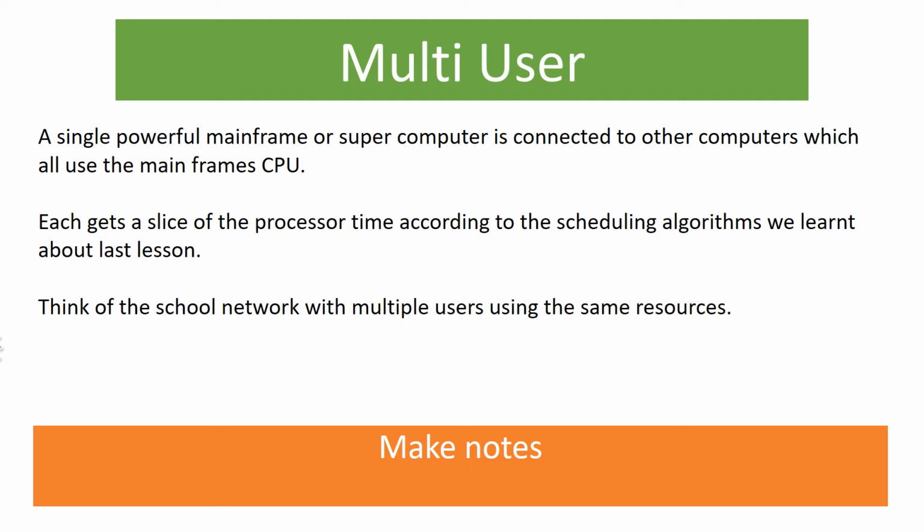The second type of operating system is multi-user. There's a couple of examples of this, such as a single powerful mainframe computer or supercomputer with lots of other computers connected to it using its resources. Each of those computers would get a slice of the processing time, according to the different scheduling algorithms again. We can think of a school network as having multiple users with the same resources. We could have a server where all different users are having a time slice of that server. We can also think of an operating system having multiple users on one machine, where different users could be logged in.